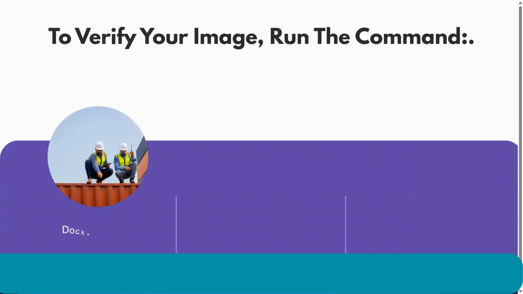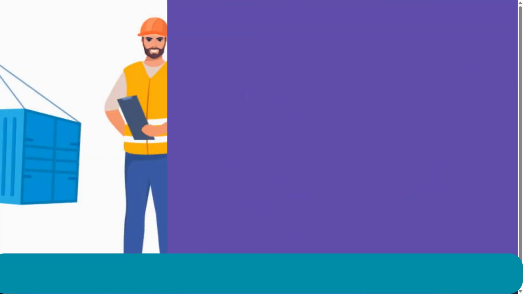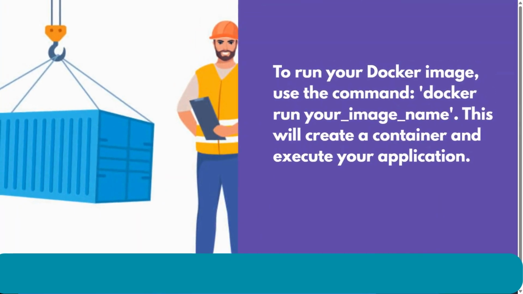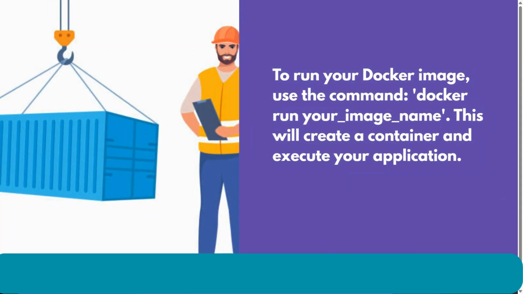To verify your image, run the command docker images. This will display a list of available images on your machine. To run your Docker image, use the command docker run your_image_name. This will create a container and execute your application.